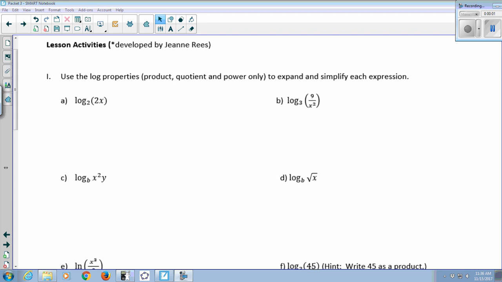Lesson activities for lesson 30 for college algebra. We're going to use the log properties that we just discussed in the demo to expand and simplify each expression.